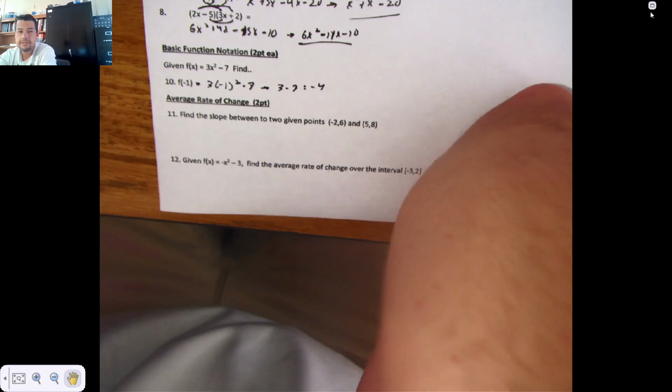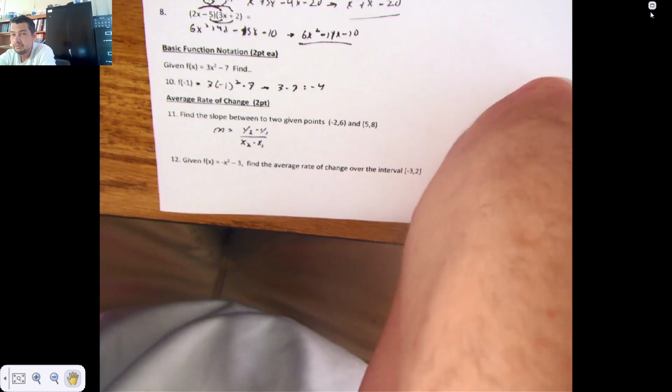Number 11, find the slope between two given points. The formula for slope has always been and always will be y2 minus y1 over x2 minus x1. This is going to be 8 minus 6 over 5 minus a negative 2, which is going to be 2 over 7.